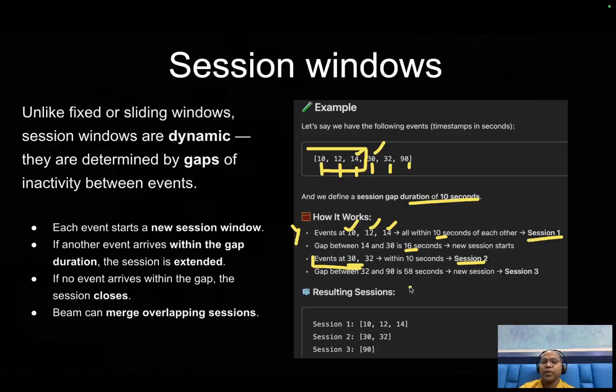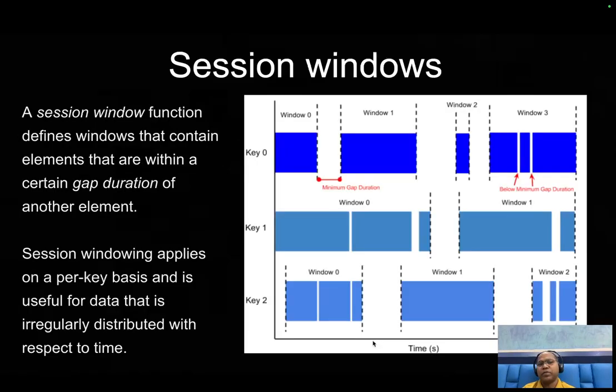And then notice, after again 58 seconds, one new element comes, 90. So a new session is started. So here we have session 1, session 2, session 3. The difference depends upon when events come; a new session can be started. If any element comes within the session, it is going to expand the session. So this is the very basics of the session window.